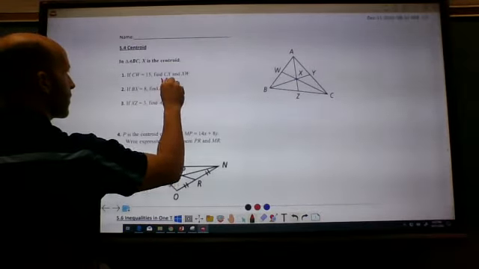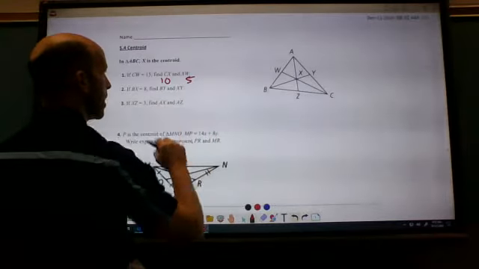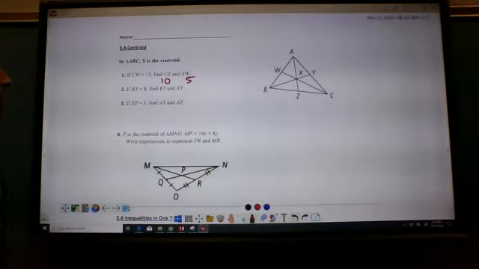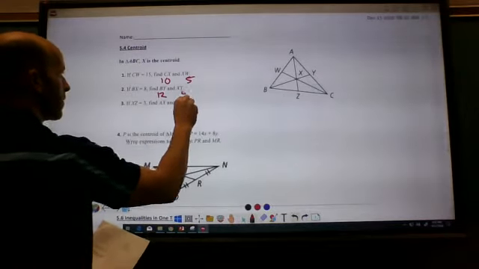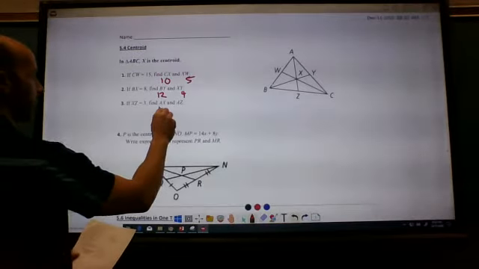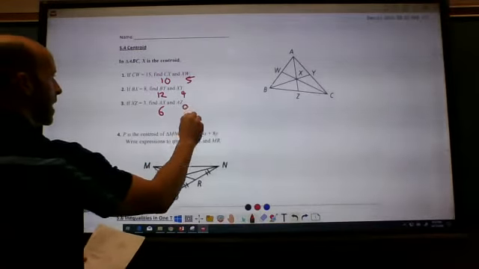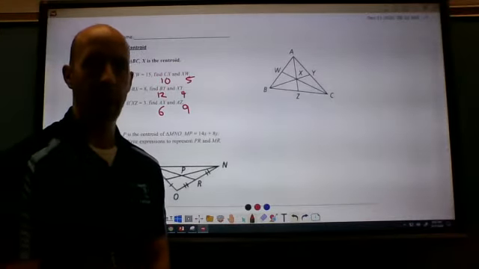For CX, for the first one, you should have got 10. And for XW, you should have got 5. For number 2, you should have got 12 for BY and 4 for XY. And then for number 3, if you got that far, this is 6, and then AZ is 9. So those are the answers to the first 3 questions.